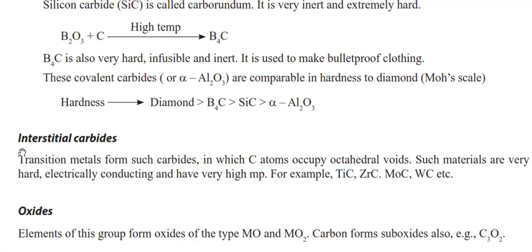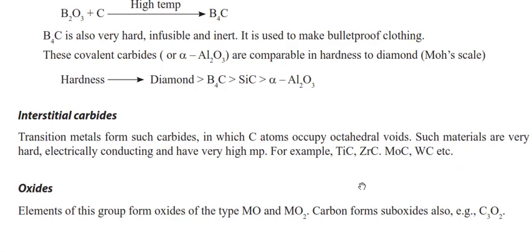The last one is interstitial carbides. You make carbides with the help of transition metals. Such metals are very hard, with good electrical conductivity and high melting temperatures. For example, titanium carbide, zirconium carbide, molybdenum carbide, tungsten carbide, etc.